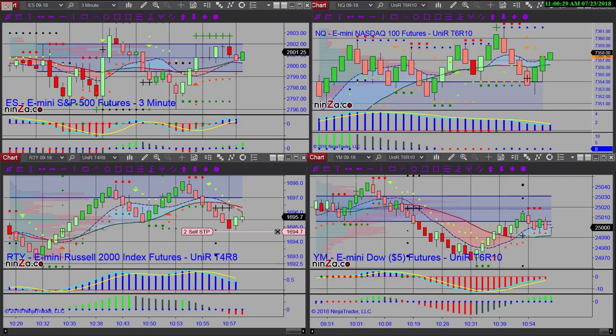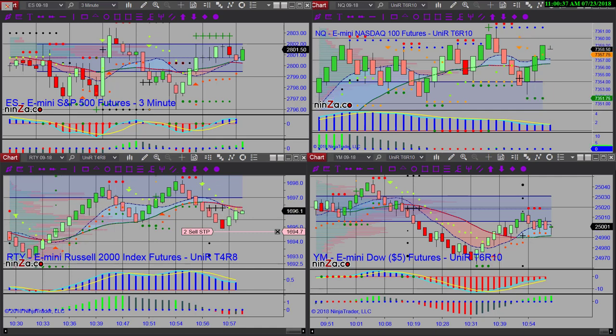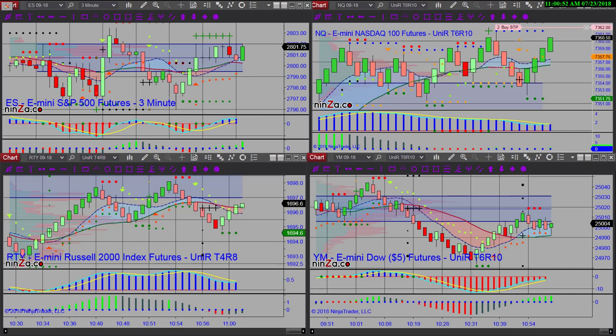Order pending. See what happens there. NASDAQ looks like it's in rally mode again. Okay, order canceled. Canceling that short in the Russell. Order pending. I kind of sense a possible breakout in the NASDAQ. Order canceled.